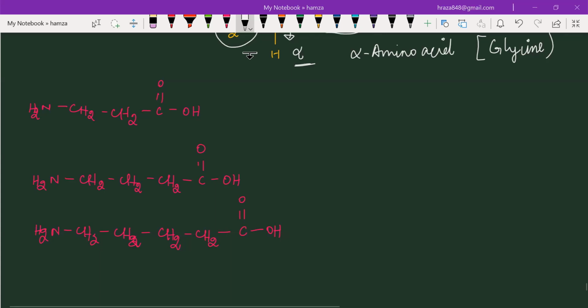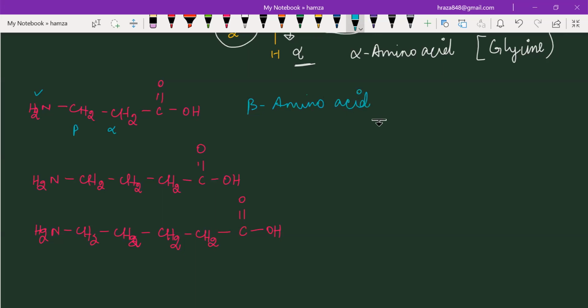Nafisa, can you tell me the first one is alpha, beta, gamma? Which amino acid? Very good. So the first one you can see this is alpha, this is beta. So H2N, NH2 amine is connected with beta. That means this is beta amino acid.